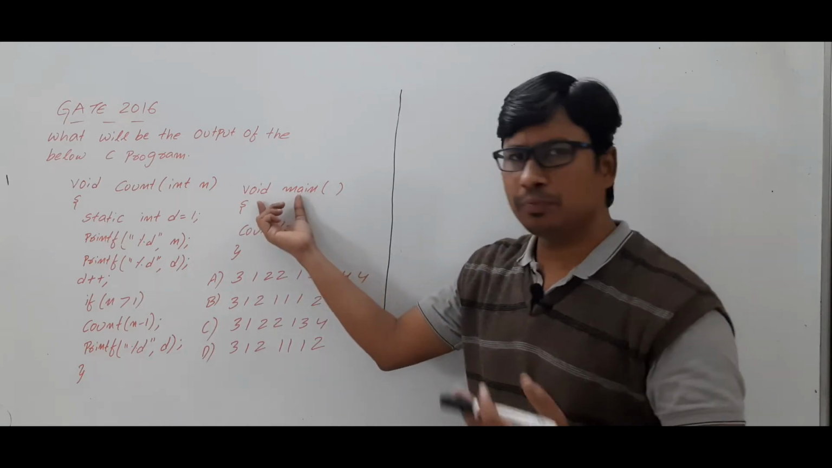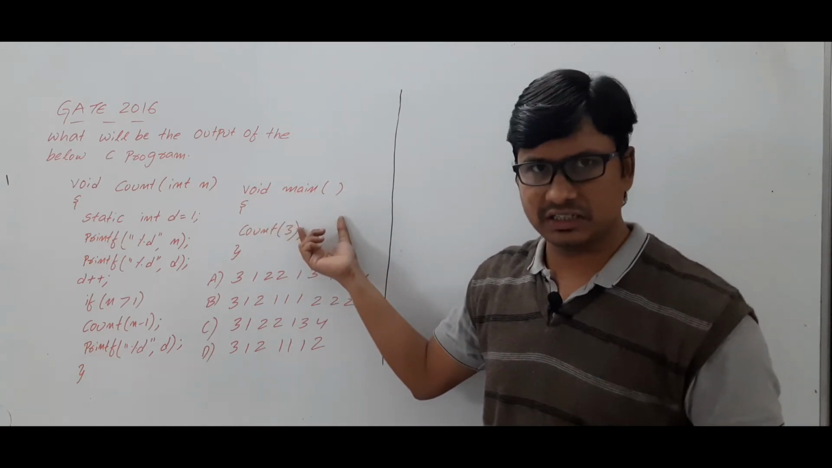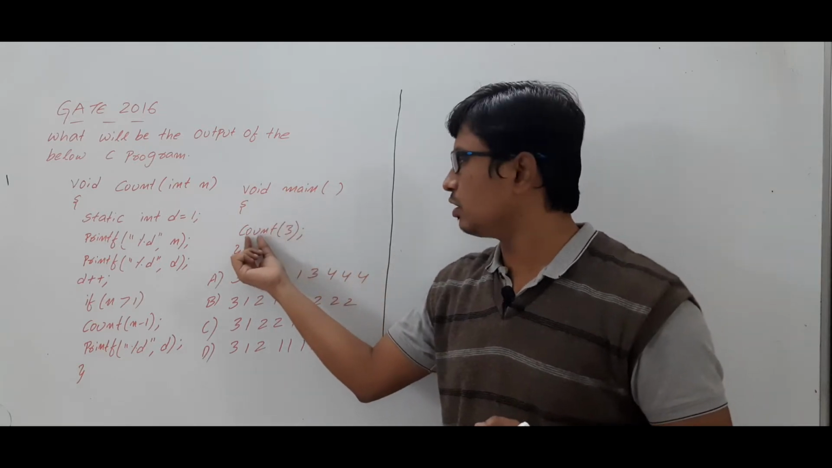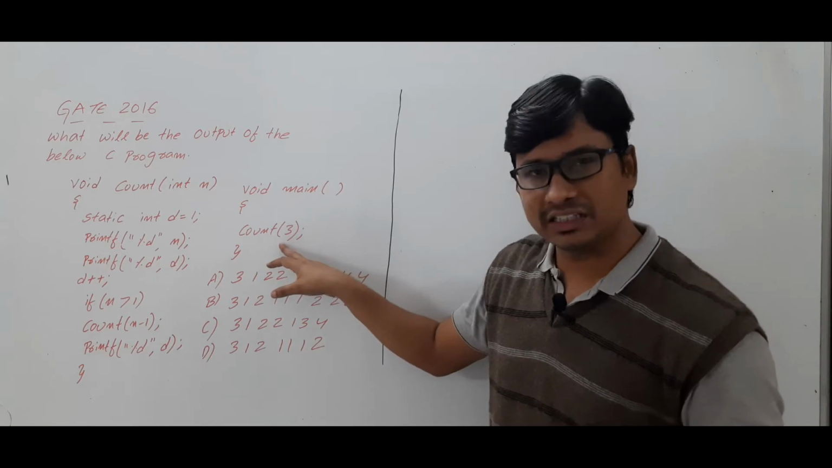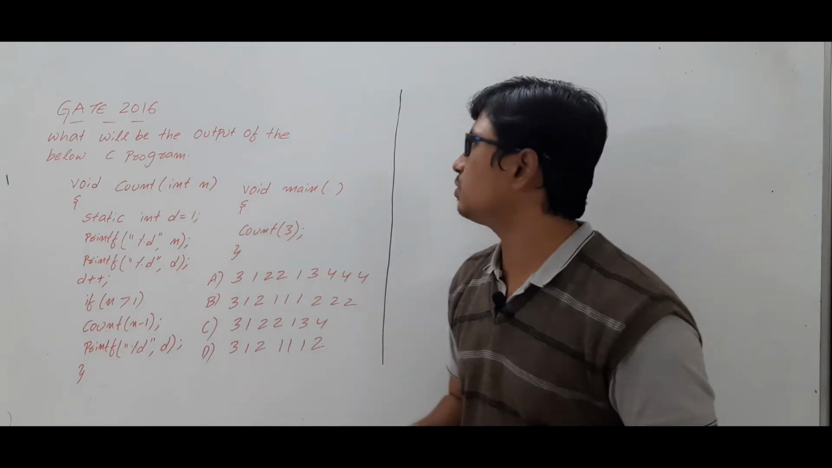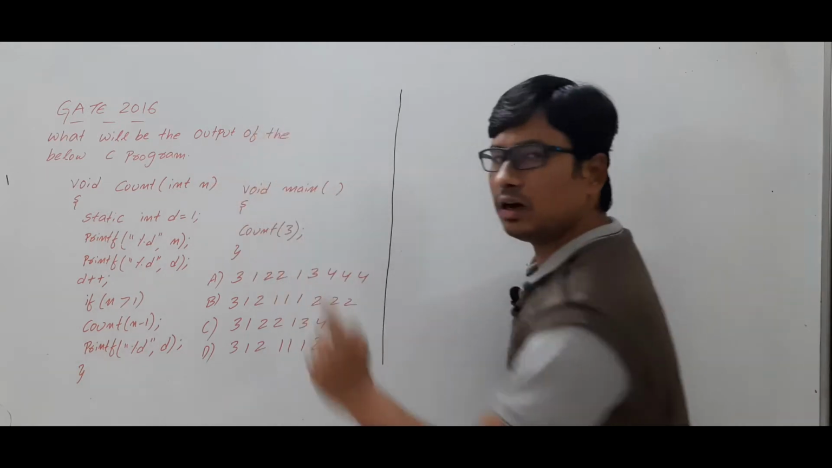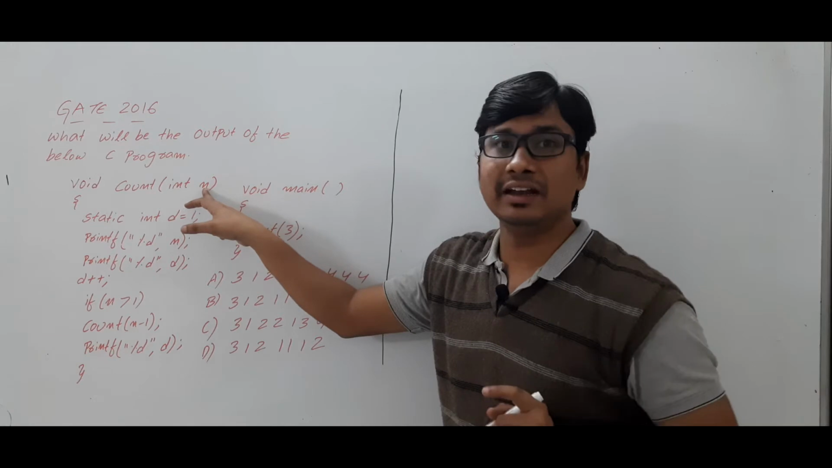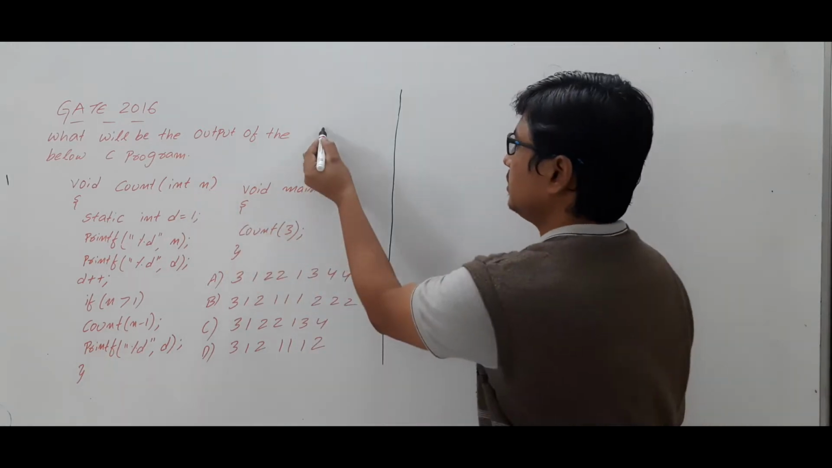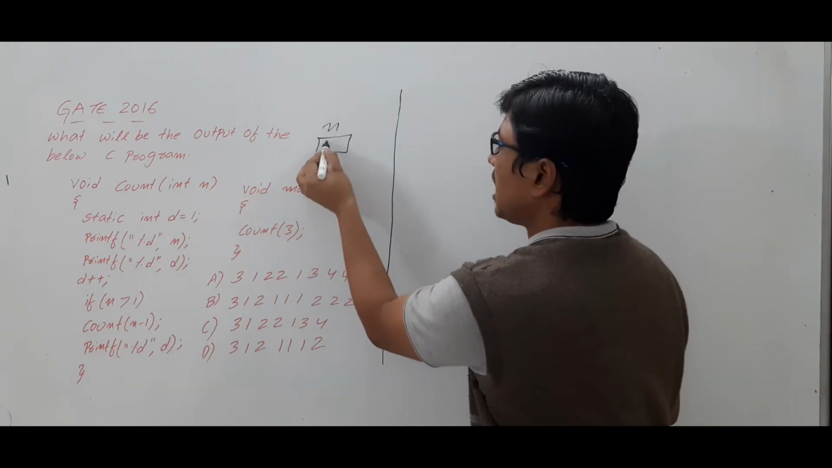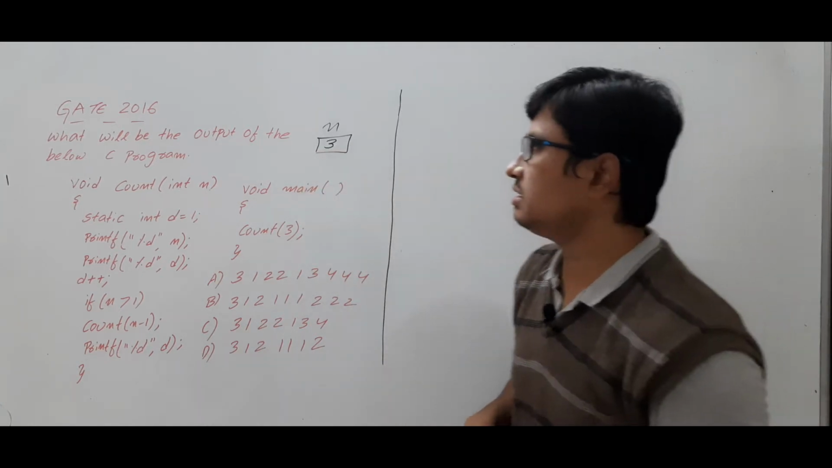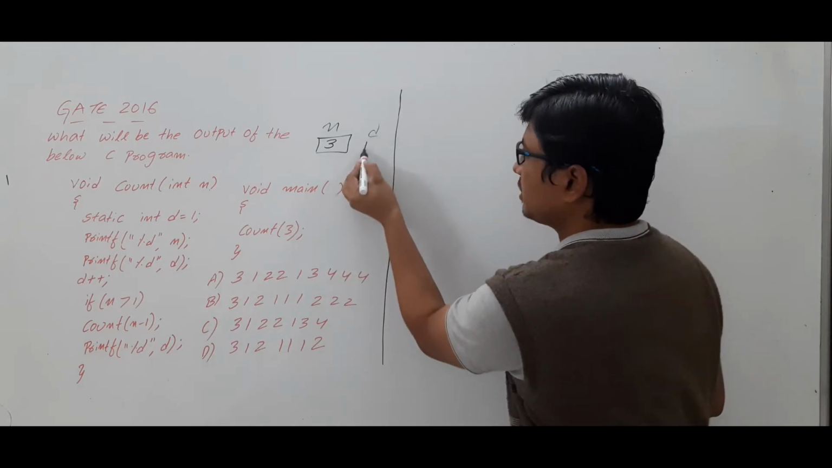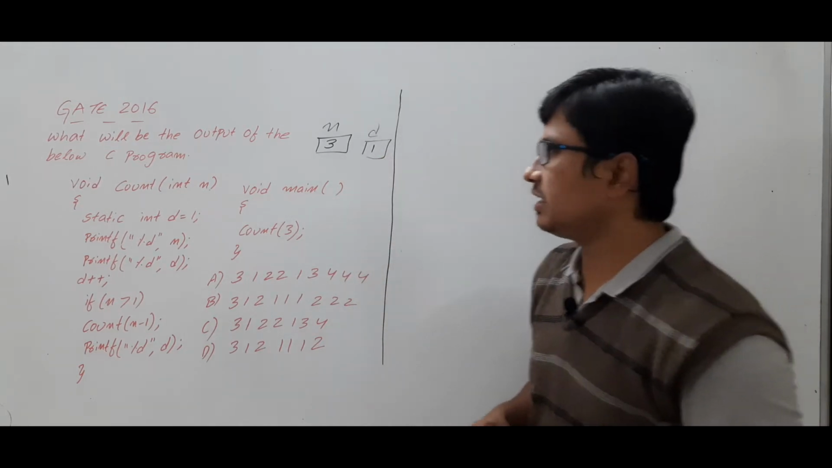Any program will start executing from the main function. I think everyone knows it. So in the main function, you have only one statement, count(3). So you are calling the function count with the value 3. So to the variable n, the value 3 is assigned. Is it clear? Now static int d is equal to 1. So d is having the value 1. Okay, I agree with it.